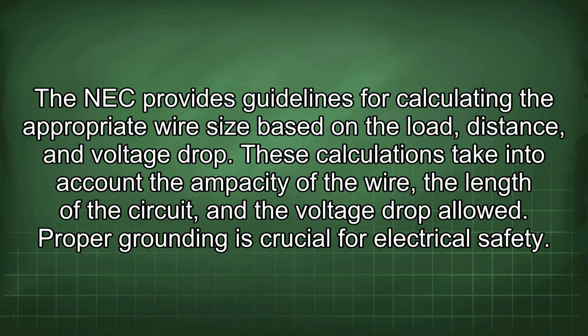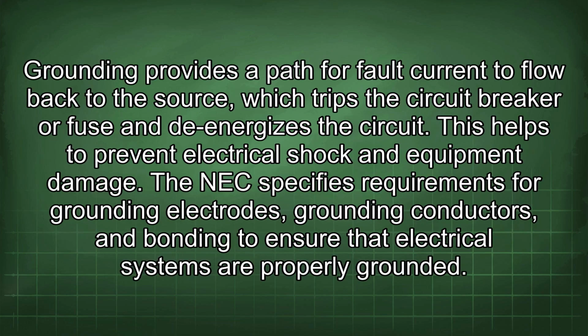Proper grounding is crucial for electrical safety. Grounding provides a path for fault current to flow back to the source, which trips the circuit breaker or fuse and de-energizes the circuit. This helps to prevent electrical shock and equipment damage. The NEC specifies requirements for grounding electrodes, grounding conductors, and bonding to ensure that electrical systems are properly grounded.